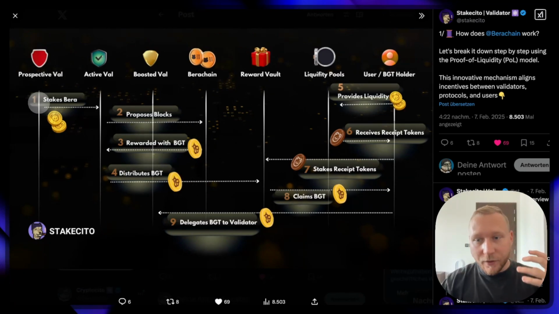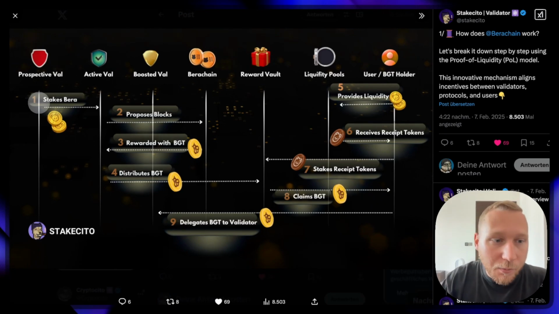Now, first off, it is very important to understand that Berachain has a two-token model. You have the Bera token and you have the BGT token. Bera is the token that is needed to activate a validator. So we at Stakecito need Bera to start and run our validator, right? That's the validator staking token. So step number one, the validator stakes Bera to activate the validator.